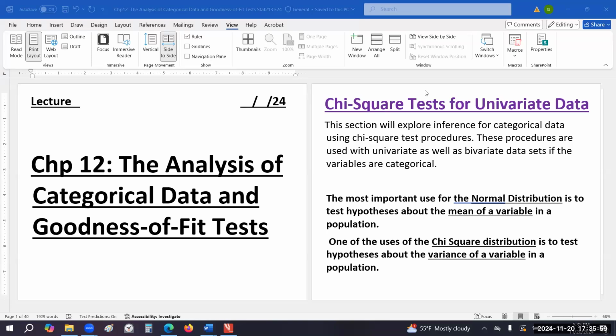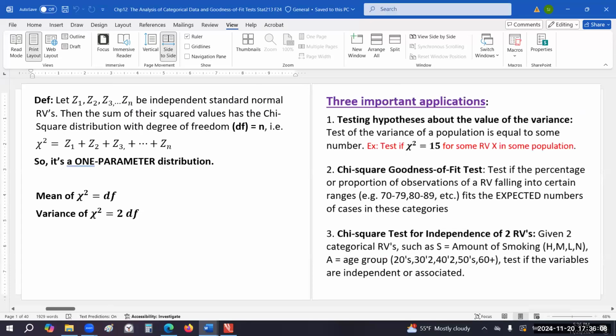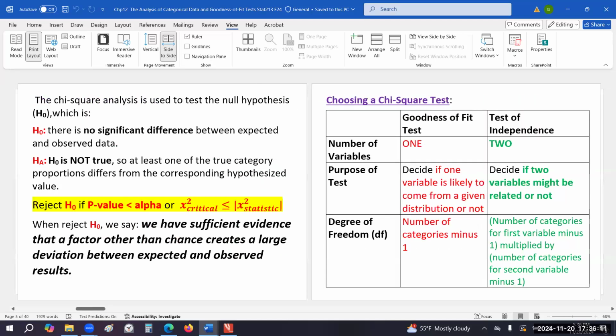Now, chapter 12, as we mentioned in our last class, is about chi-square. And chi-square has 2 scenarios. I mean, there are 3 cases where we use chi-square. But in our class, I'm going to introduce to you 2 cases. One type of test is the goodness of fit test, and we do it on 1 variable from 1 sample. And we decide if 1 variable is likely to come from a given distribution or not.